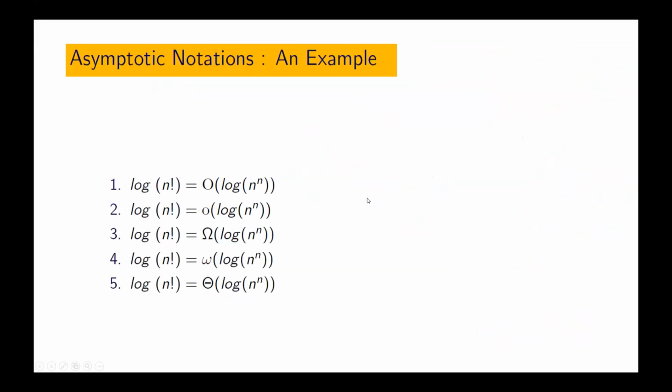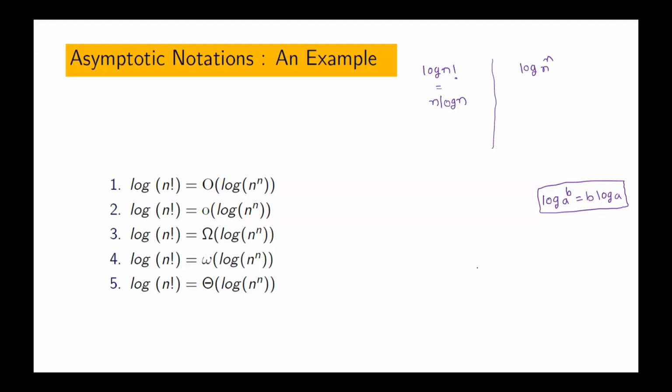Now on one side we have log n factorial, and on the other side we have log of n power n. We know that log a power b is b log a. So what is log n factorial's order of growth? This we discussed in the previous class. Its order of growth is n log n.